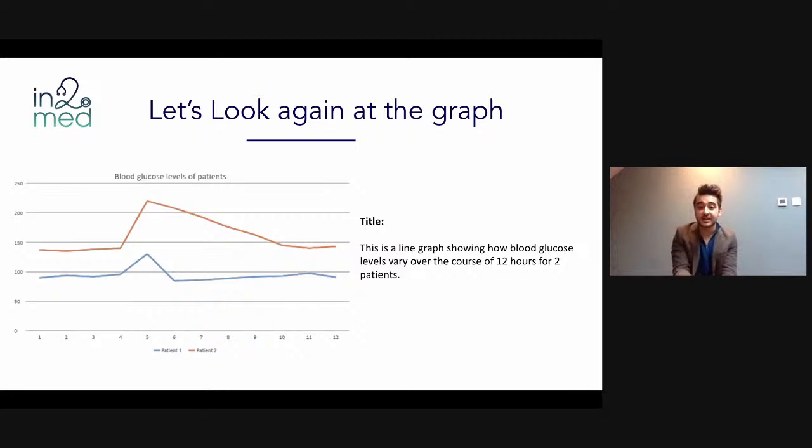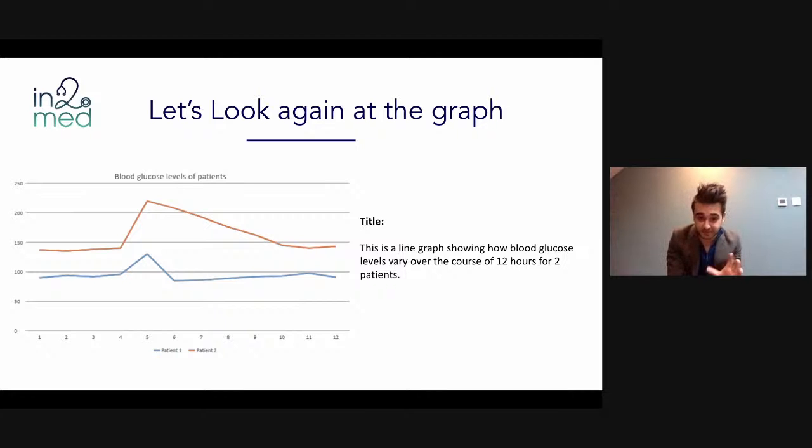So let's give it a title. This is a line graph. It's very important you say what type of graph it is. Is it a pie chart, a bar graph, for example? And all it shows is how the blood glucose levels of two patients vary over the course of 12 hours.